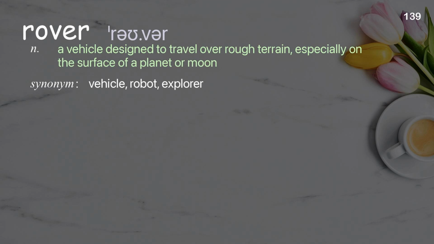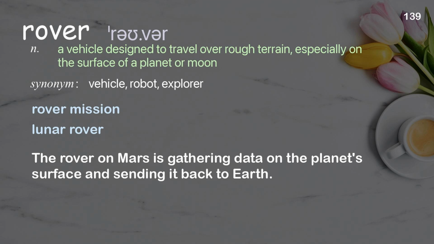Rover. A vehicle designed to travel over rough terrain, especially on the surface of a planet or moon. Examples: rover mission. Lunar rover. The rover on Mars is gathering data on the planet's surface and sending it back to Earth.